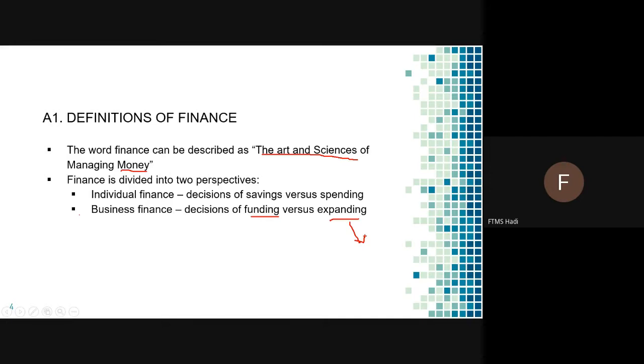Okay, but we're talking about big companies. Expanding means that, let's say McDonald's is expanding their branches, adding more branches, more outlets, more menus, more machines, kitchens and so on. So they call it expanding. But the question is, where does the money come from? Later on, I will try to explain the models of business finance.